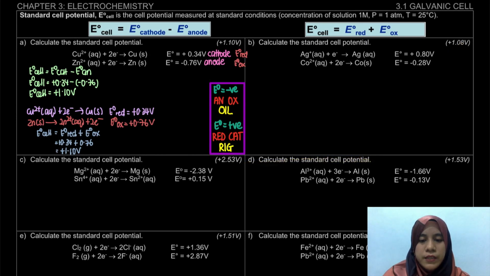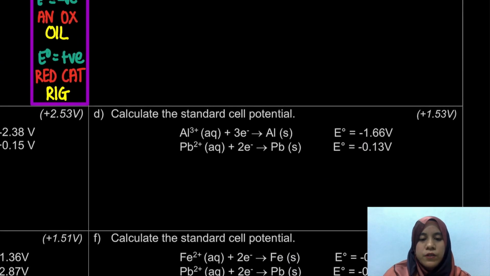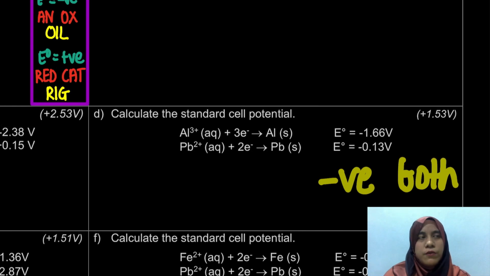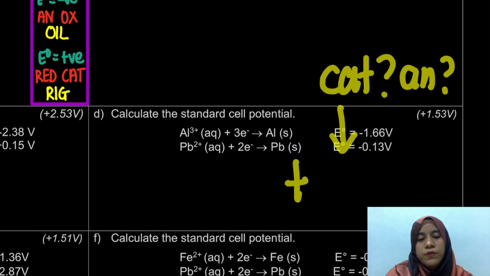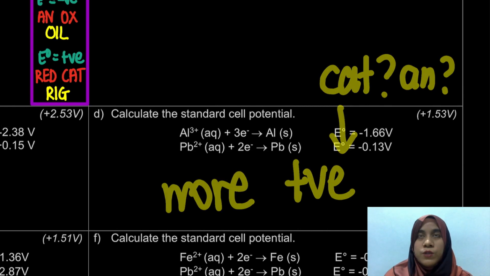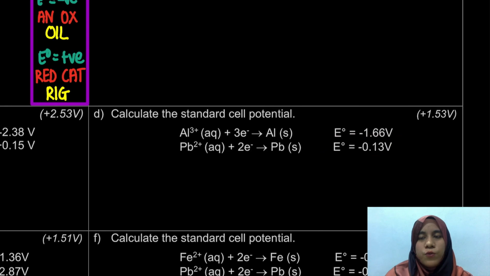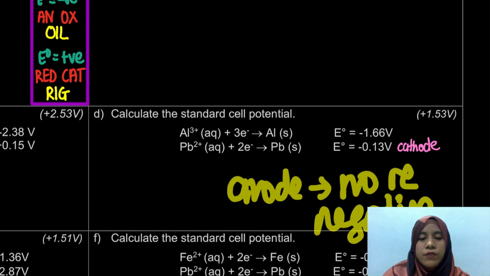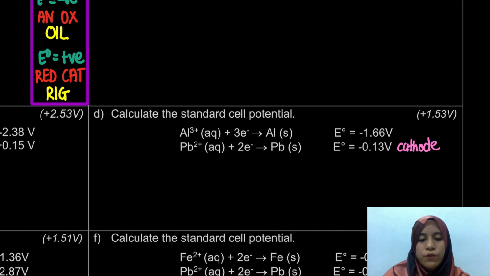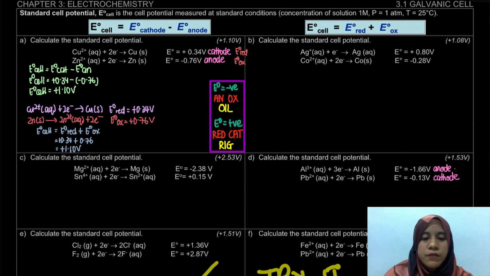For example D, the values for both are negative. So again, if the value is negative, we are going to compare between these values. For the cathode, we prefer it to be the more positive value. So which one is more positive? It is negative 0.13. More positive is when the value is nearer to 0. The anode is the one that is more negative, so we get negative 1.66 volt. Okay, so that's it for the example. I believe the rest you could try yourself. So that's it for this video.